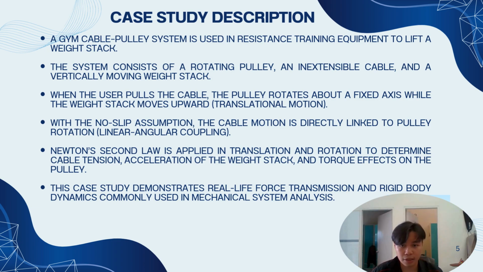Our case study is a gym cable pulley mechanism used in resistance training machines. When the user pulls the cable, the pulley rotates about a fixed axis and the weight stack moves vertically. Because there is no slip, linear and angular motions are coupled, allowing us to apply Newton's second law in both translation and rotation to solve for acceleration and cable tension.